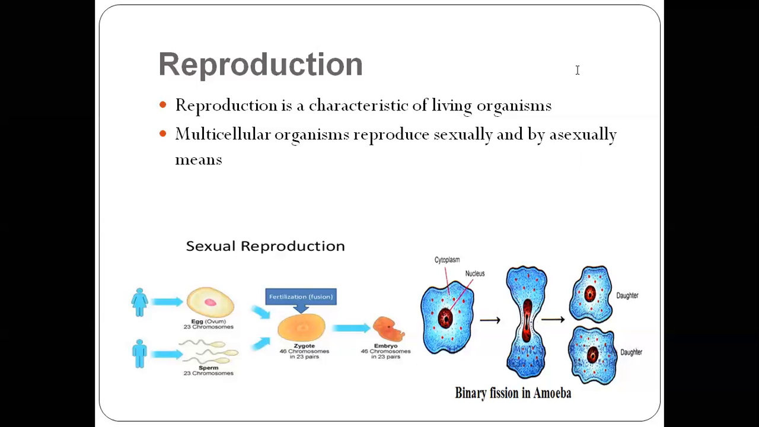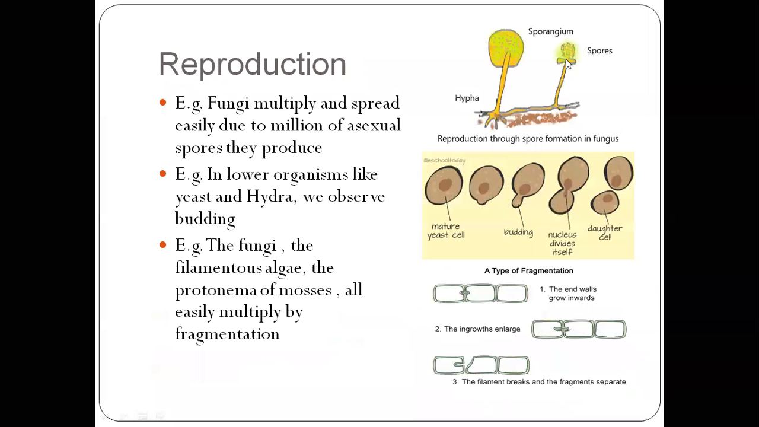Now, moving on to the next thing. Let us see in different organisms how reproduction generally happens. Let us take the example of a fungi. In case of fungi, they multiply and spread easily, so they produce a type of spores. You can see here a particular structure which is shown, which is a rhizopus.